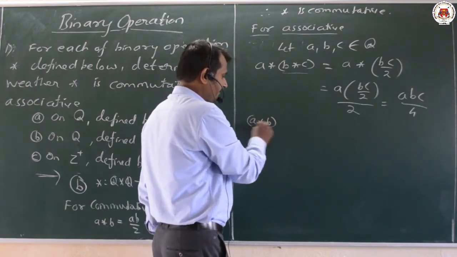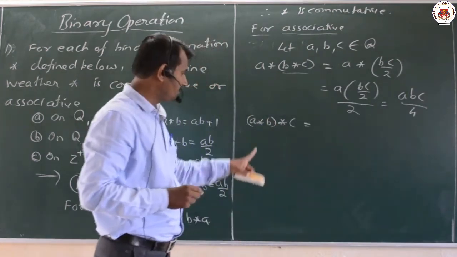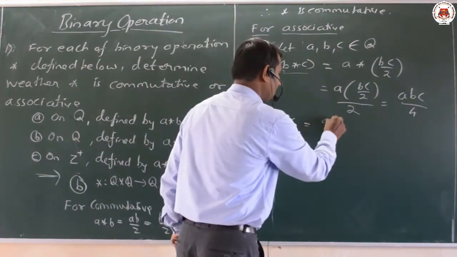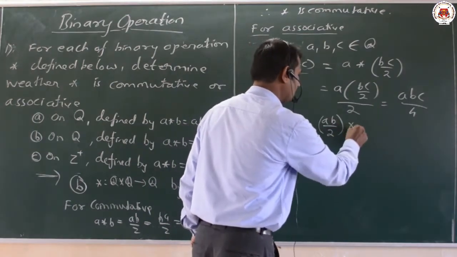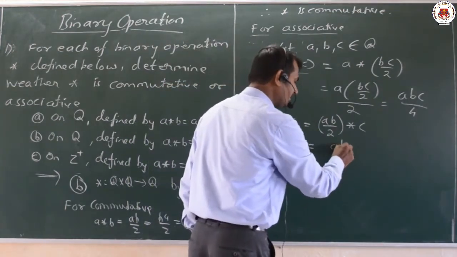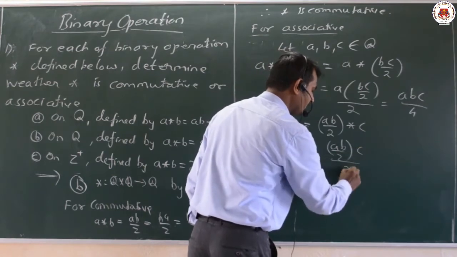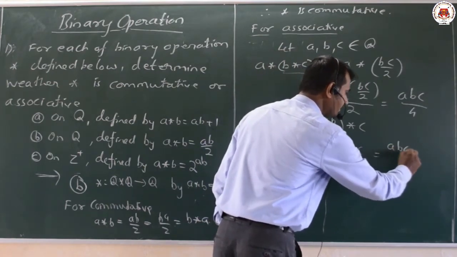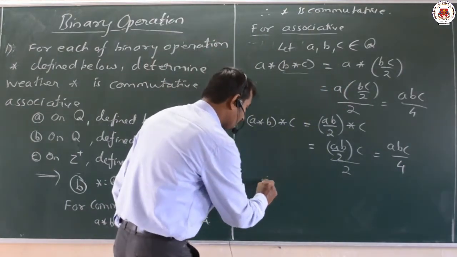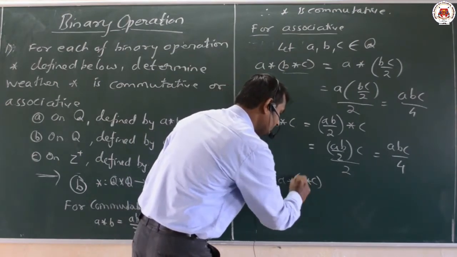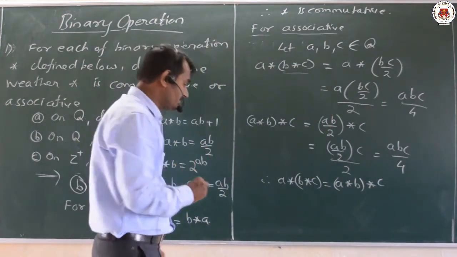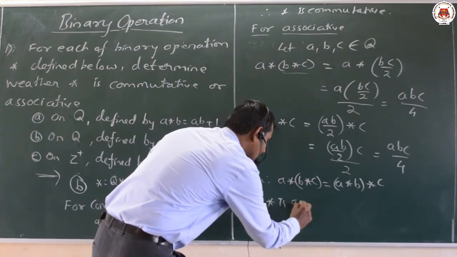(A star B) star C, which is equal to. Now what is this A star B here? A star B means we have AB by 2. Okay, AB by 2 star C. Now here again let us assume this whole thing as one part, that is AB by 2 into C, whole divided by 2 here. So what we get here? ABC by 2 times 2, which is 4. So that implies what we got now? Therefore A star (B star C) equal to (A star B) star C. So therefore what we can say is, therefore star is associative.